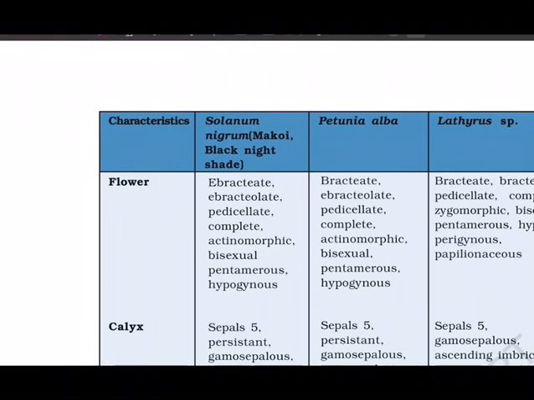Ebracteate, because the E refers to no bracts. Ebracteolate, bracteoles are also not there. Bracts means small leaflets which will be at the base of the flower. Bracteoles are further smaller ones. Pedicellate, pedicel will be there. Complete, all four whorls will be there.